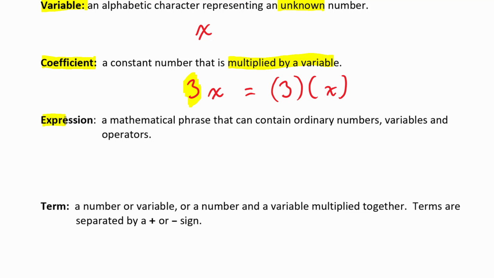We have an expression. This is a mathematical phrase. Very important here. Let me write this down. 3x plus 7y divided by 4. This would be a mathematical expression. So it has constants, it has variables, it has coefficients. But notice what it doesn't have. It's not equal to anything.